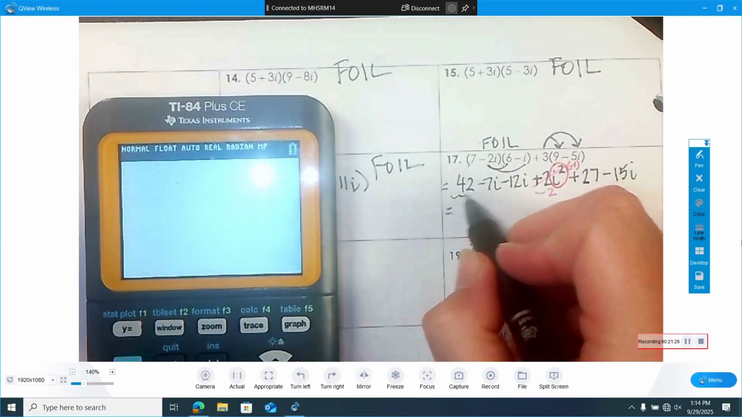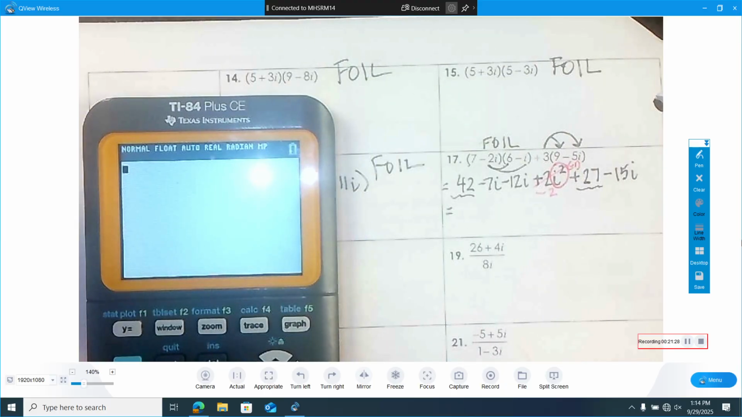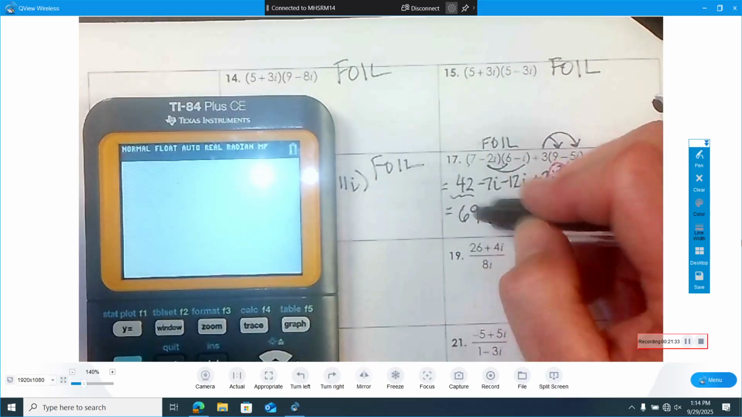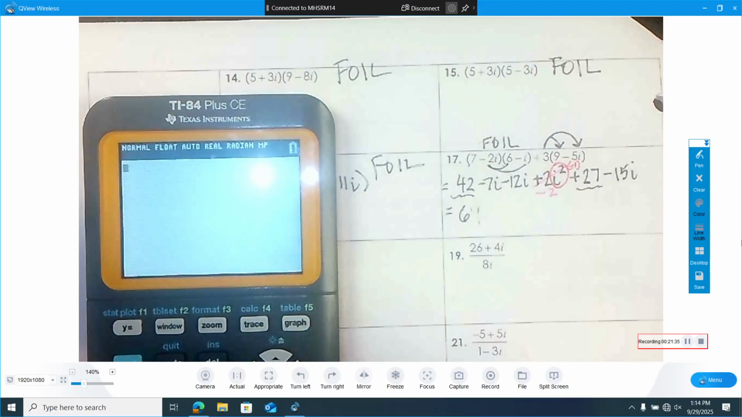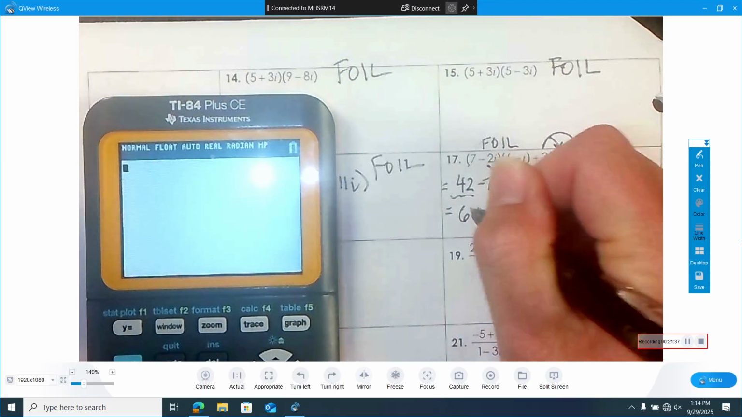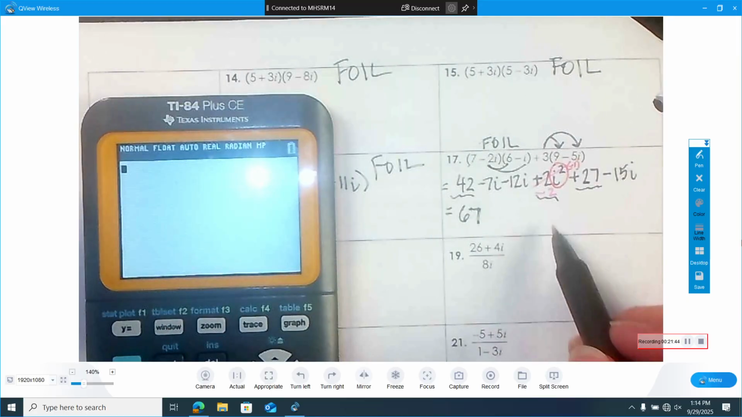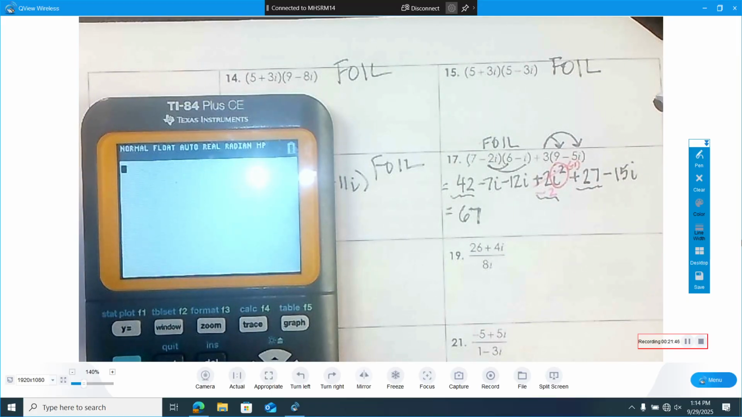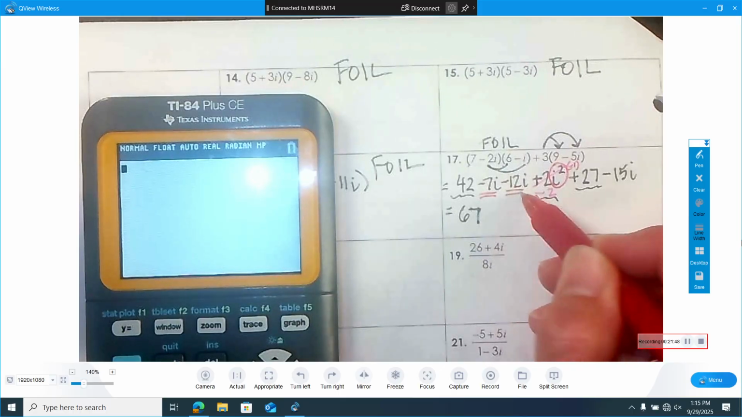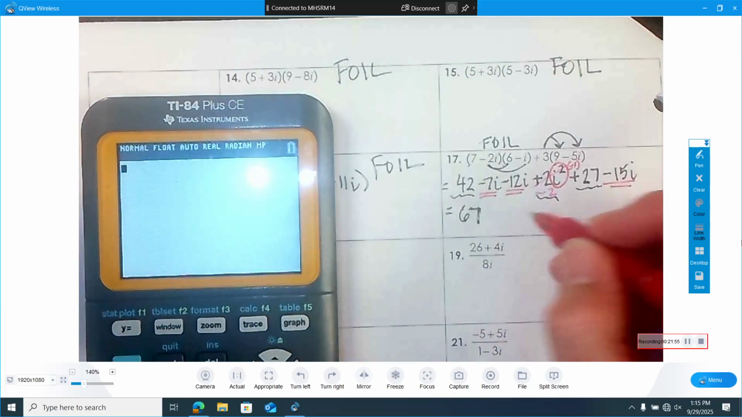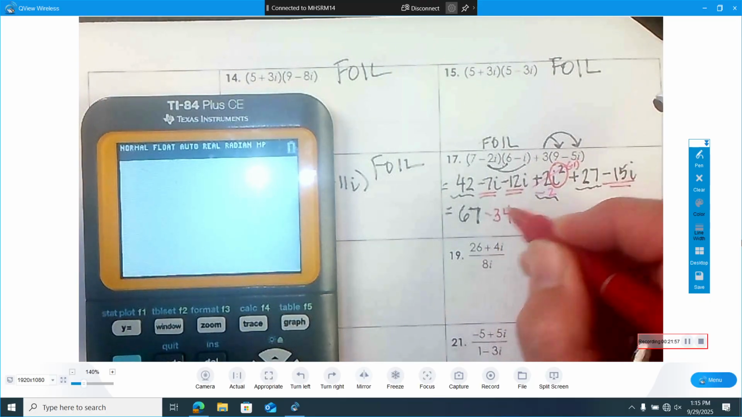67? 69? Oh, no. Oh, and then the minus 2. You're right, 67. Okay, good. Did I make a mistake? Yeah. Okay. I forgot my... Okay. And then we have the negative 7i, negative 12i, and negative 15i, which gives me negative 34i. Okay, negative 34i.